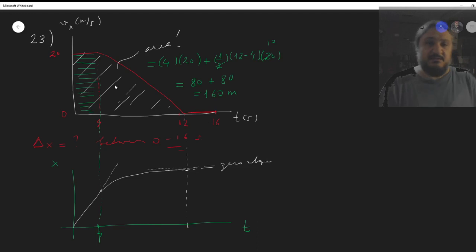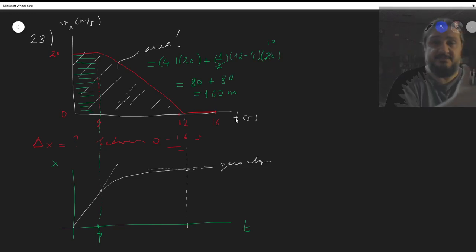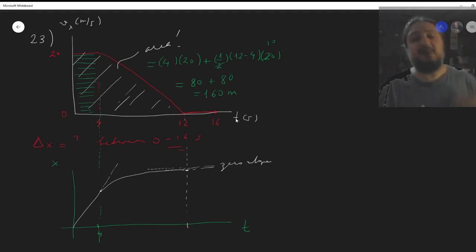The velocity was decreasing between 4 and 12 seconds. Although it was decreasing, x kept going up, right? It's not like you're hitting a brick wall and then you stop all of a sudden. No, you slow down, and the x values keep increasing. But then you finally come to a stop, which happens at 12 seconds. That's when x no longer increases. So after that, x remains the same.